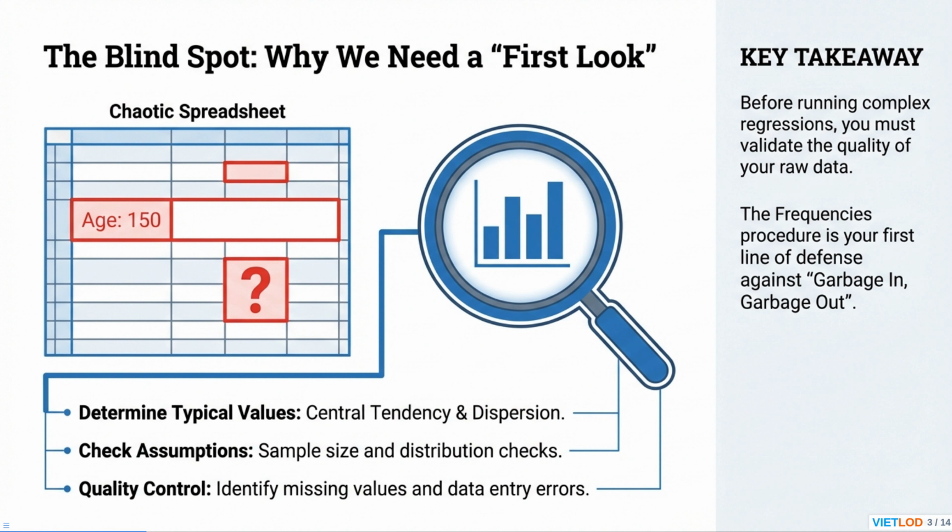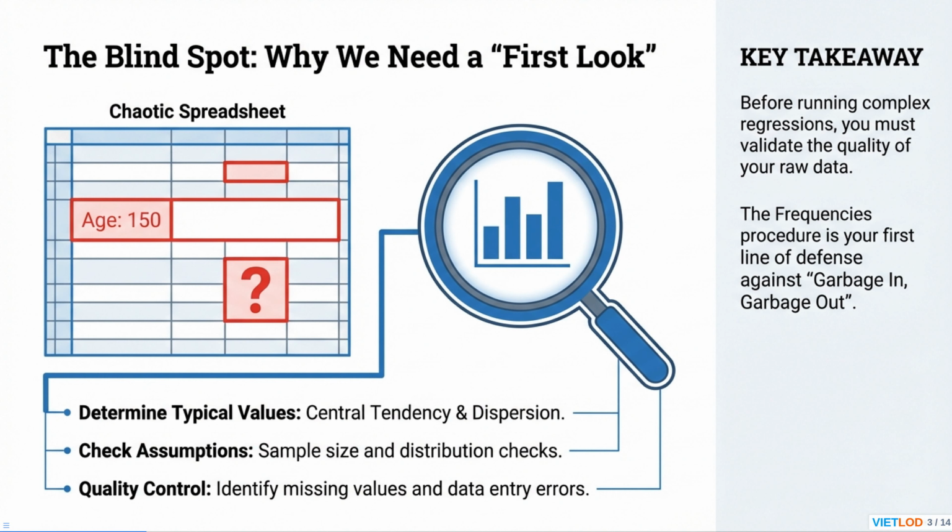Before we dive into any complex statistical analyses, it's absolutely critical to validate the quality of your raw data. This initial check, often called a first look, is your primary defense against the garbage in, garbage out problem, ensuring the integrity of your results. The frequencies procedure is instrumental here. It helps us systematically achieve three key objectives.